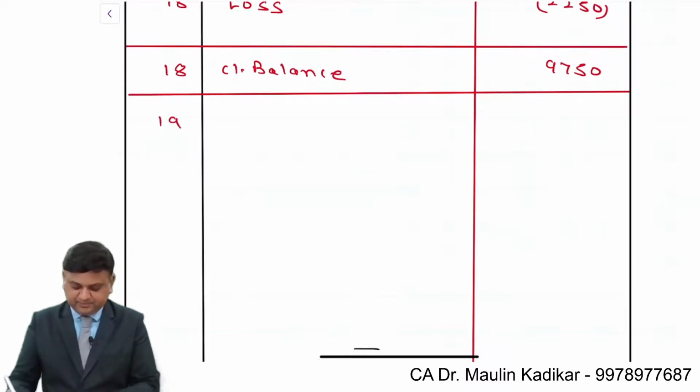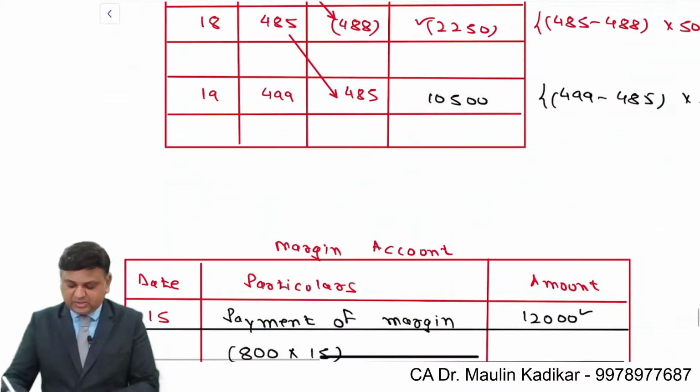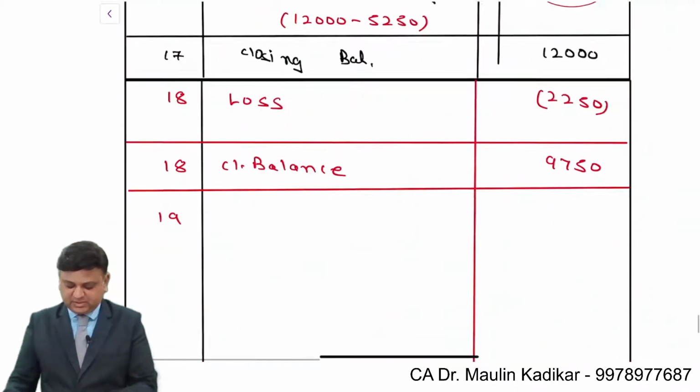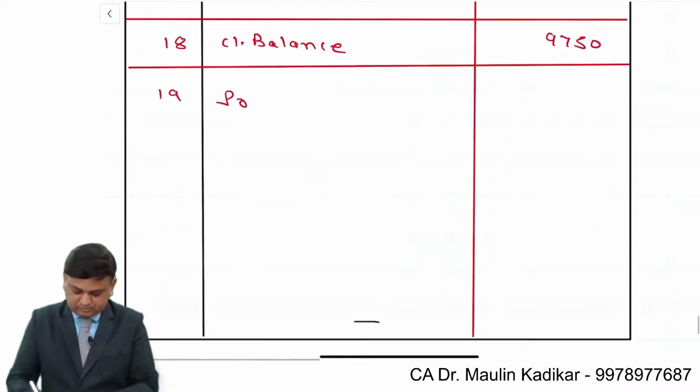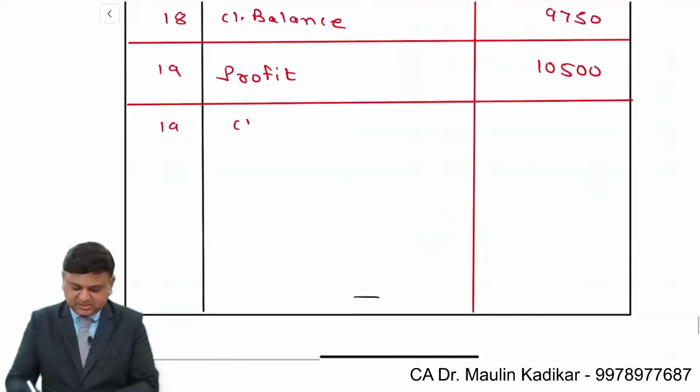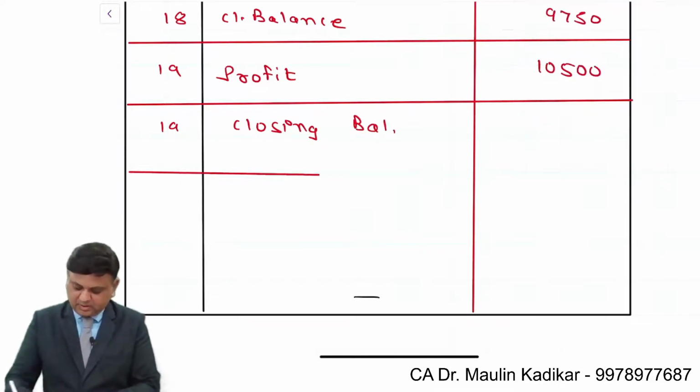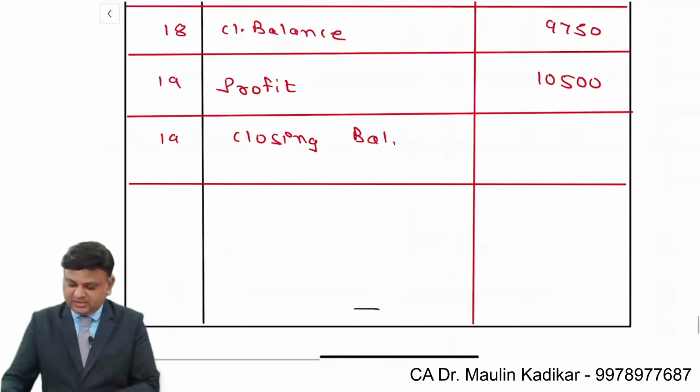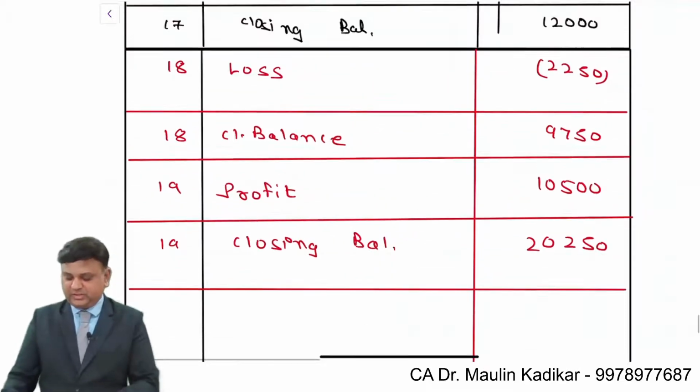On 19th, is there a profit or loss? Profit. How much is the profit? 10,500. So profit is 10,500. And this is the way we will have on 19th the closing balance. Closing balance of 19th is 20250.